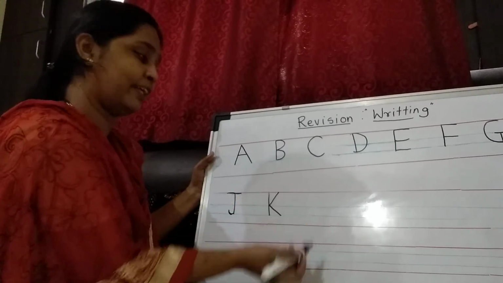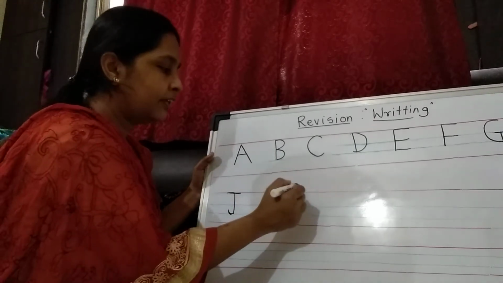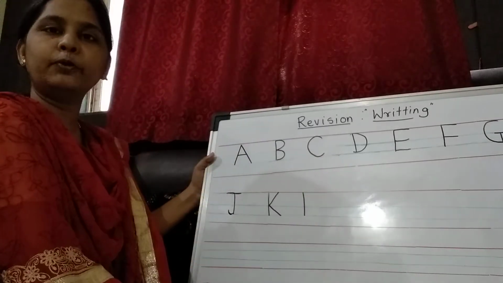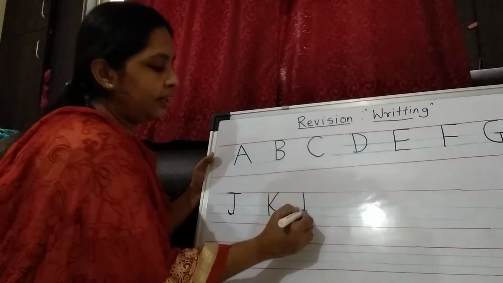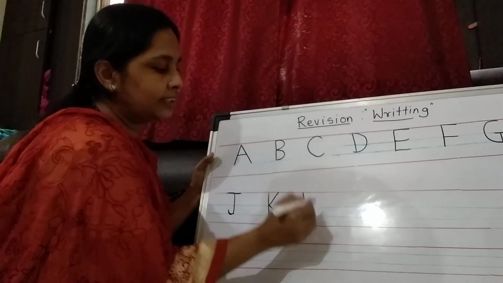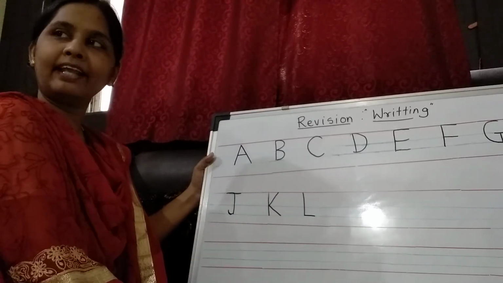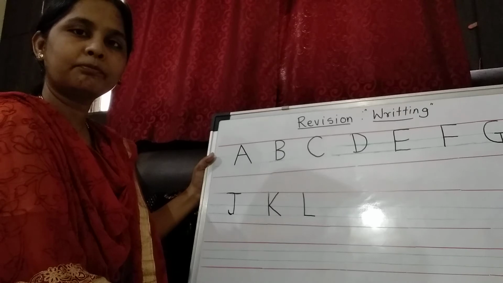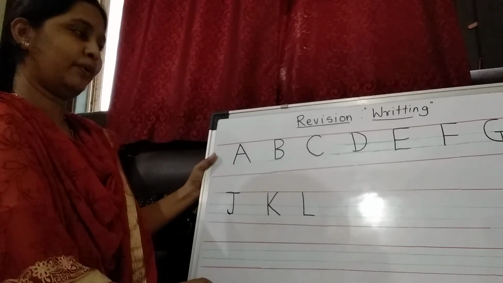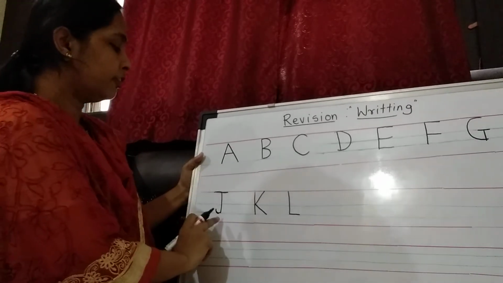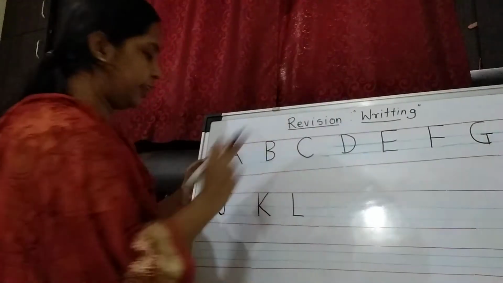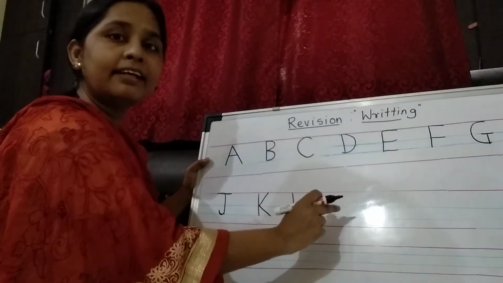Okay. Very good. L is very simple. Red to blue, standing line. And on blue, sleeping line. L. So write down L in your notebook. Okay, you done? Very good. So, A, B, C, D, E, F, G, H, I, J, K, L, M.